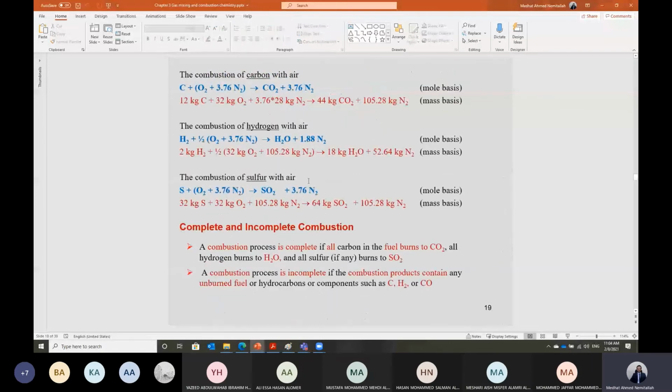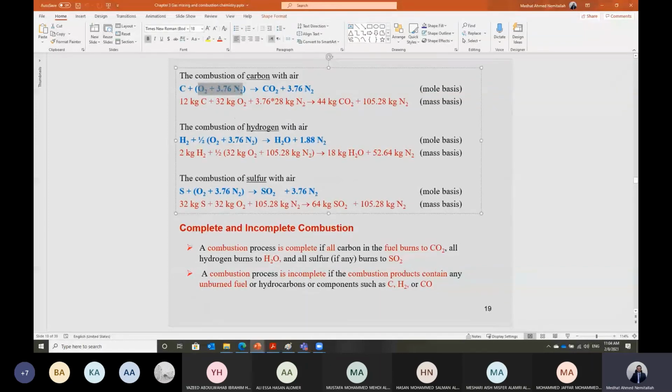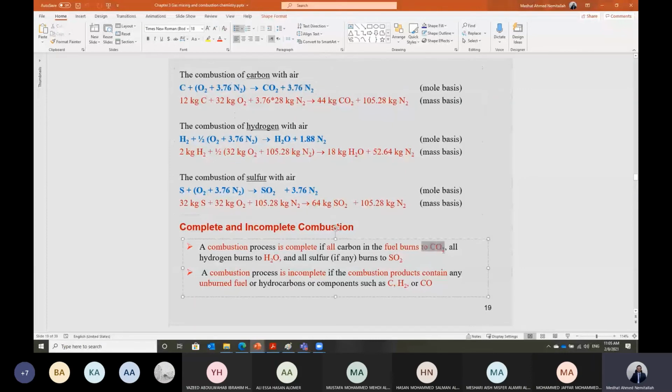This is all what we said. This is the equation on mole basis and mass basis. If we are burning with air, then we can add nitrogen. It is an inert gas and it will be leaving with the same concentration. Complete combustion is when fuel is converted fully to carbon dioxide and H2O, and if we have sulfur, it has to be converted to SO2.